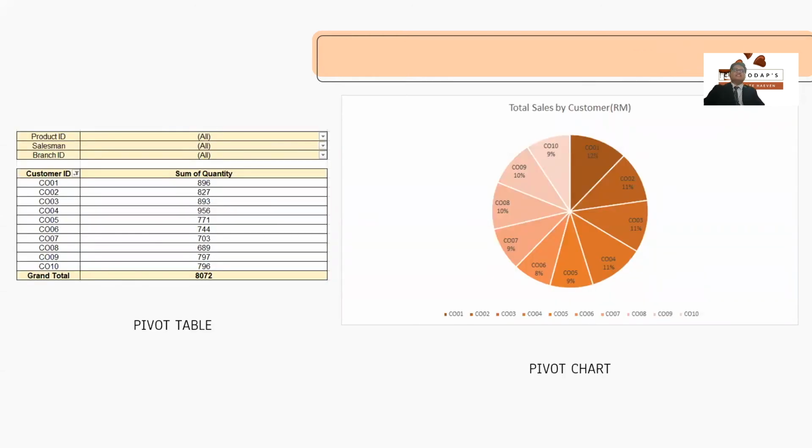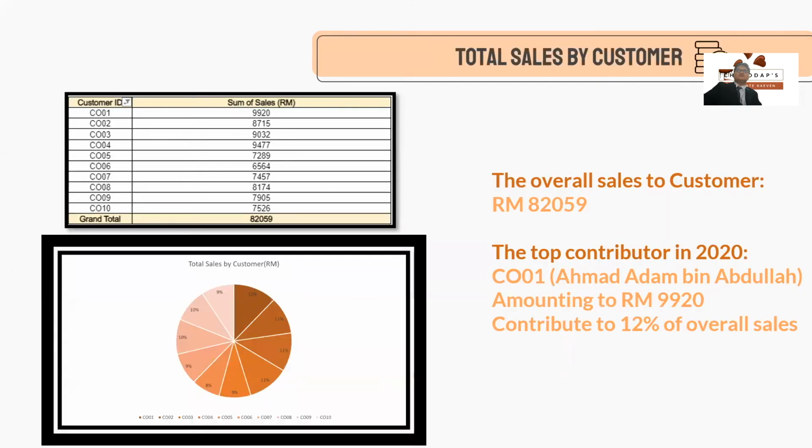Next, we also use a pivot table and a pivot chart for our customer analysis. Now I will proceed with the customer analysis. From the table and the graph below, we can see that the total sales is the same as the sales transactions, which is 82,059 ringgit.